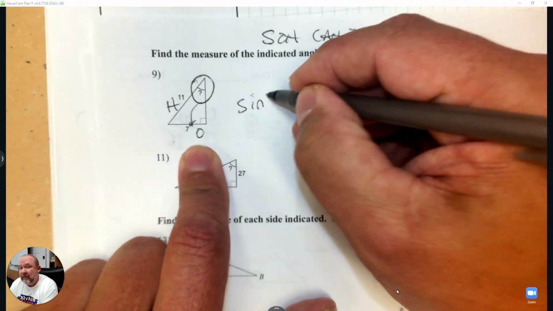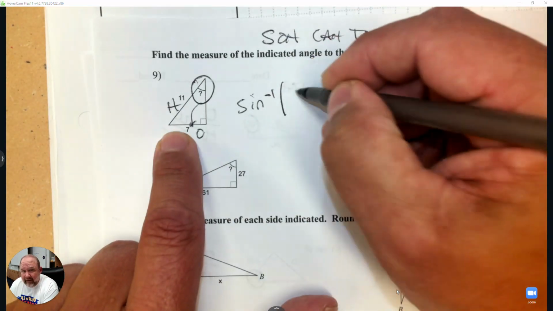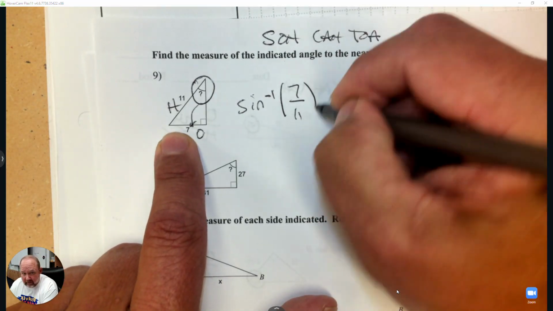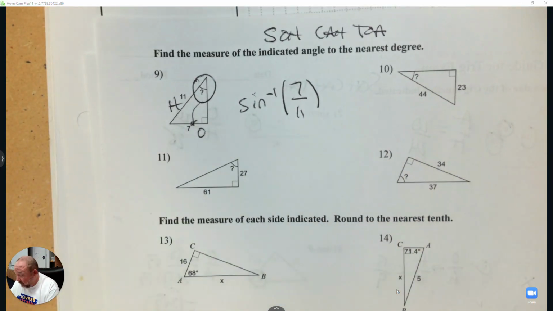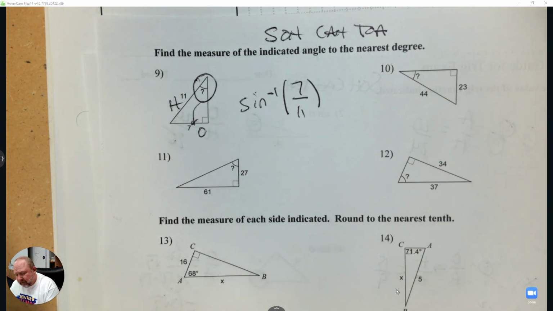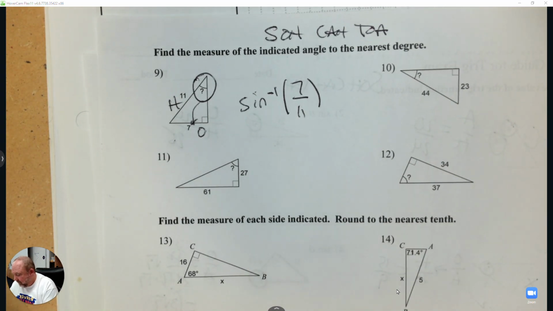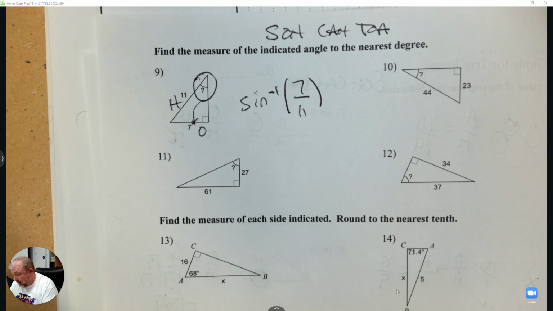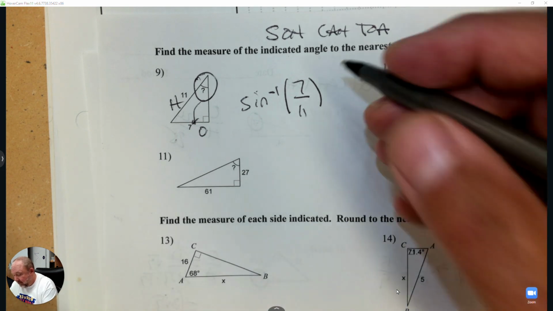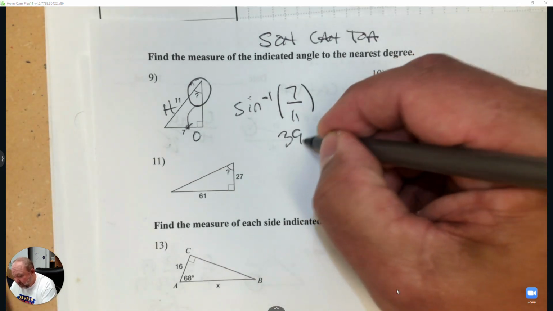And when we find a missing angle, we use inverse. It's opposite over hypotenuse. Put the ratio inside it, and now use your calculator. Make sure your calculator is in degrees when you do it. So you want to go inverse sine 7 over 11, and it's about 39.5 degrees.